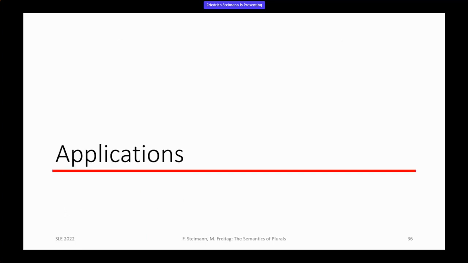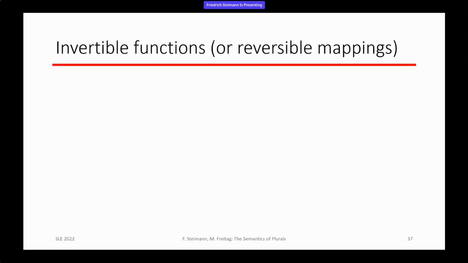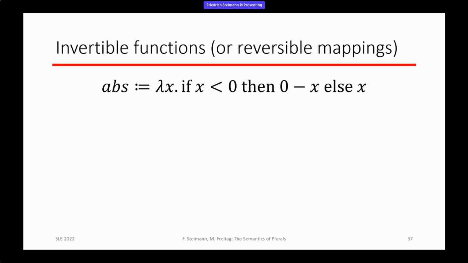Let's have a quick look at the applications of bunch theory, or the plurals in that case. One thing is I can invert functions. So here's a definition of the abs function, which returns the positive of any number. It's implemented using a case analysis. It's pretty straightforward. If I apply this abs function to the bunch comprised of -1 and 1, I get 1, which is correct. So both map to 1.